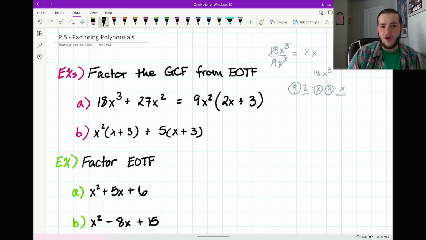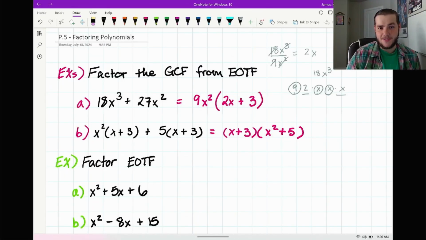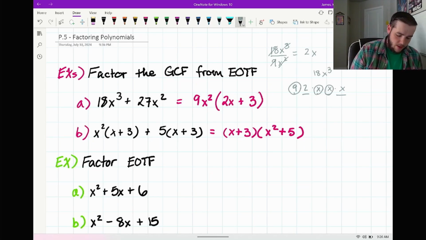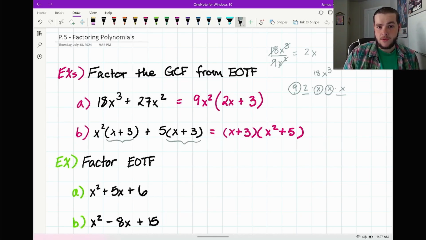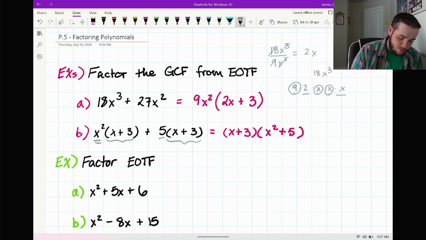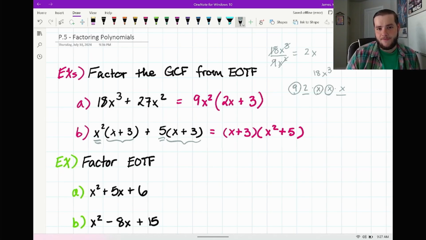Why don't you go ahead and pause the video here to see if you can do part B on your own. The correct answer would be x plus 3 times x squared plus 5. How did we get there? Well, notice that both terms have a factor of x plus 3. So I can borrow it from both of them. The first term leaves me with just x squared, and the second term leaves me with just 5. So I'm left with x squared plus 5 after I factor out the x plus 3.